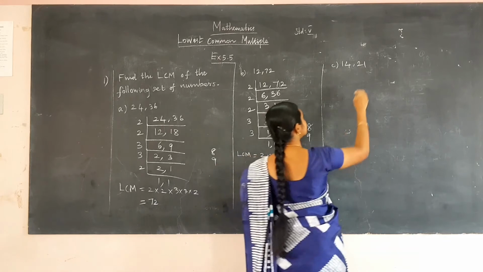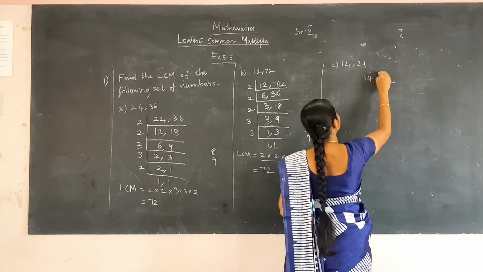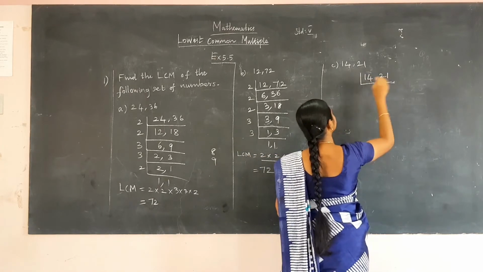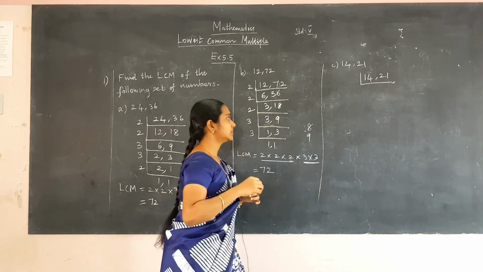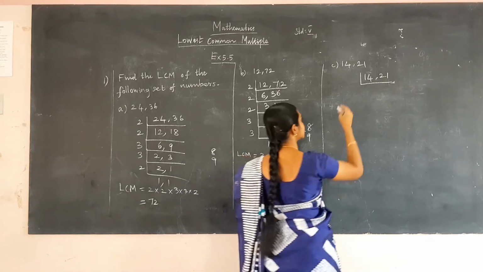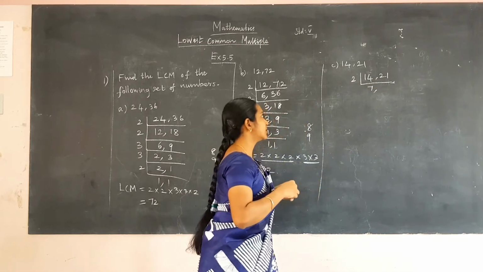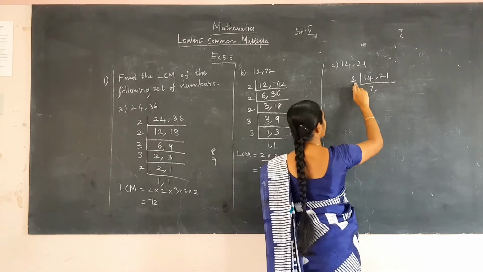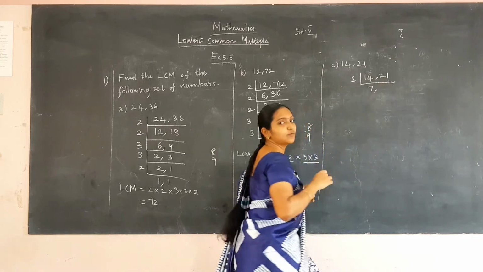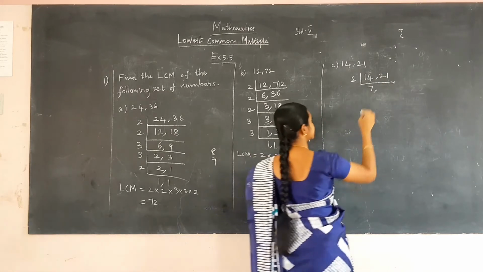Next we are going to find the LCM of 40 and 21. Let us divide it with 2 first. 7 2s are 14. We can't divide 2 with 21. So let us keep 21 as it is.